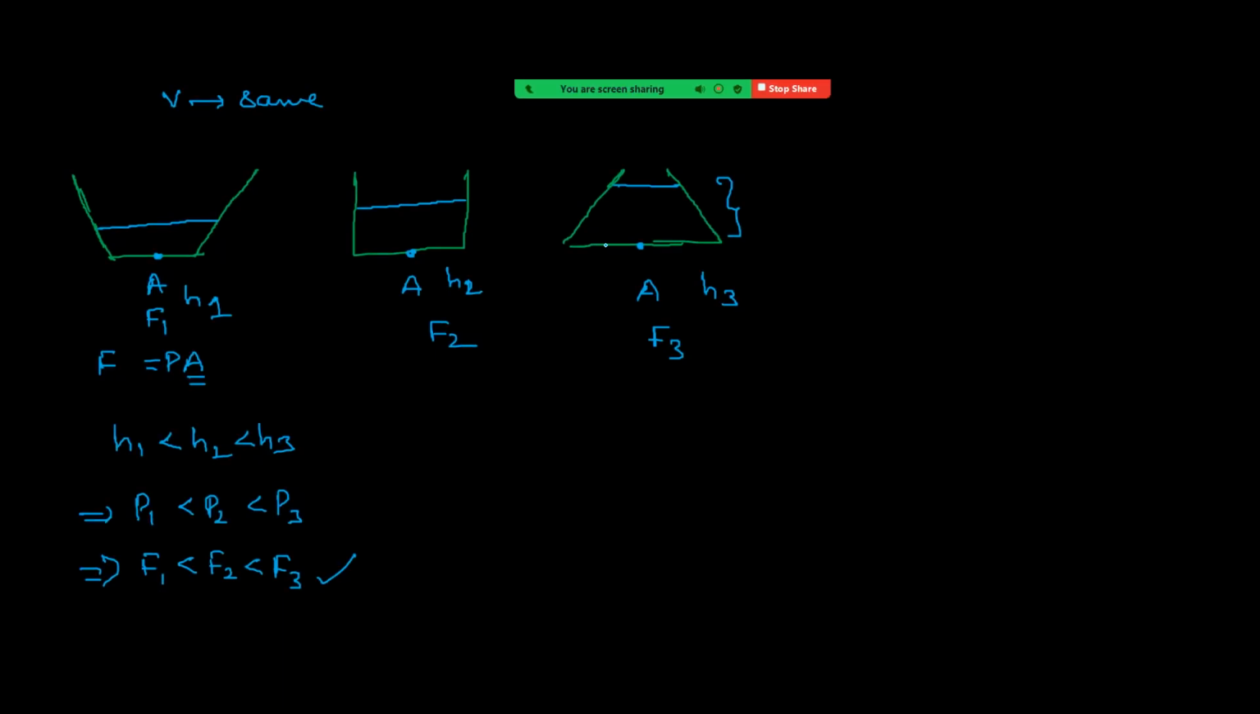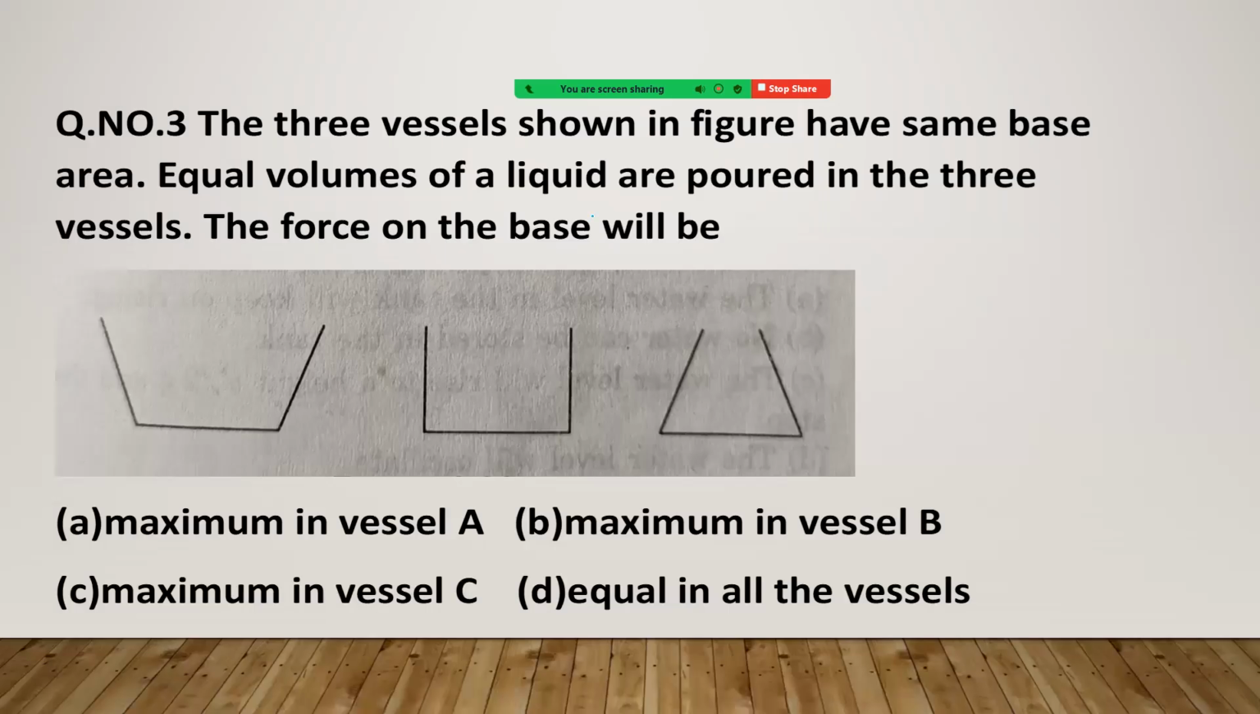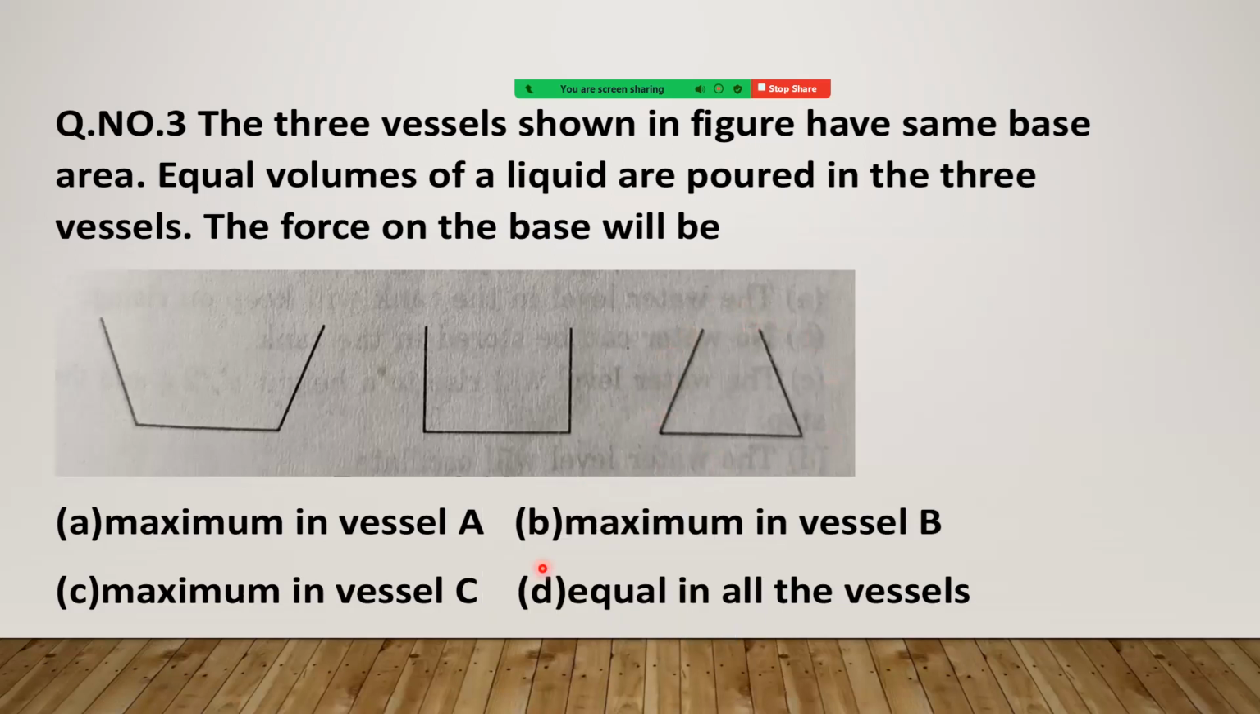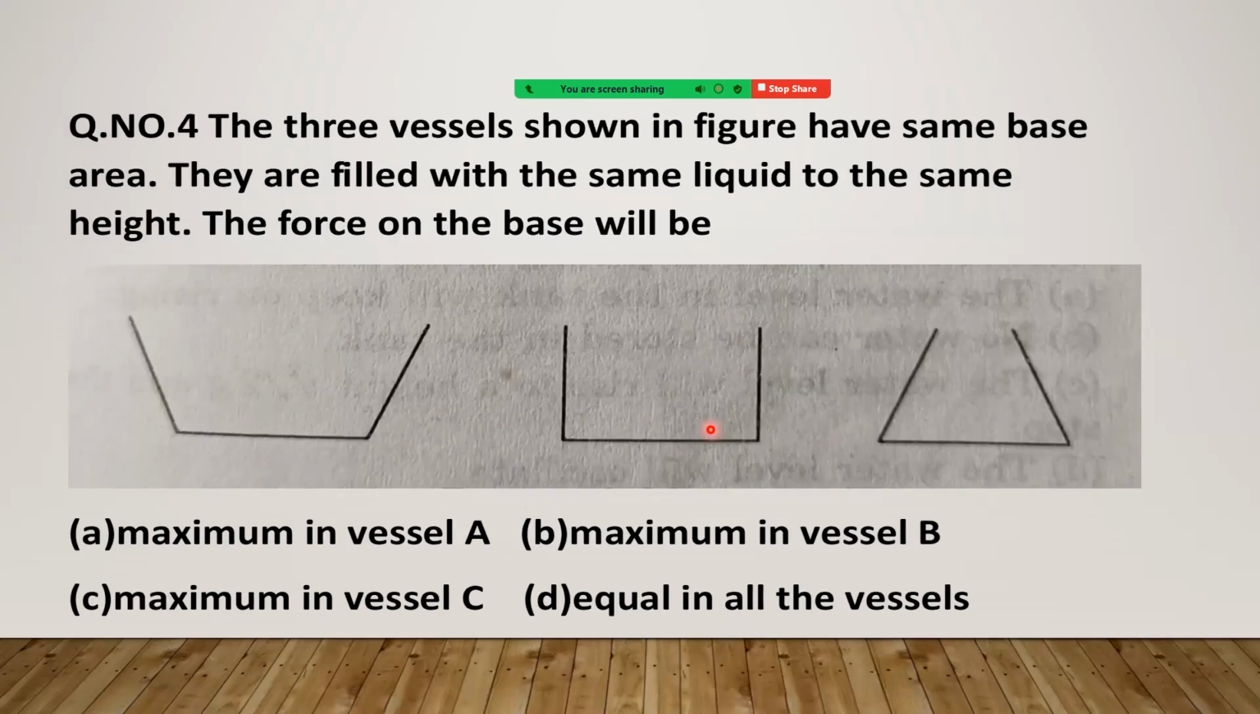So the force is maximum in vessel C, the third one. In the first one it is least, in the last one maximum. Okay, let us see the next one.